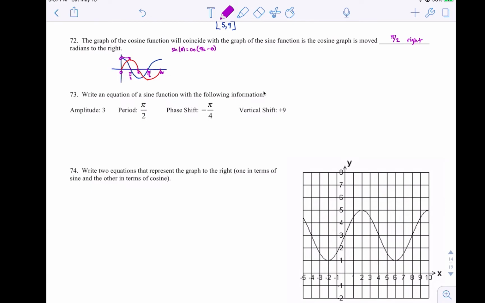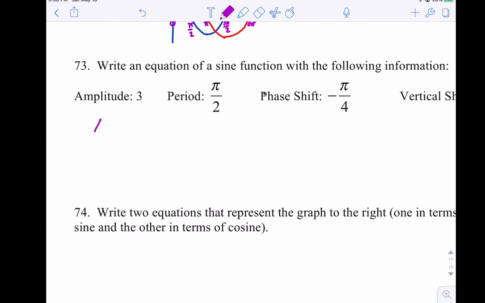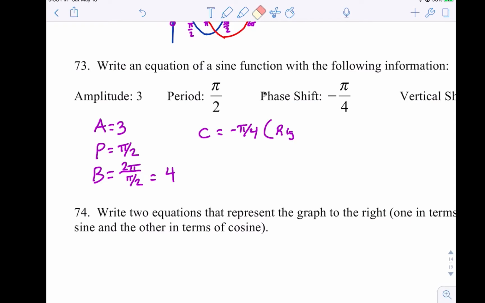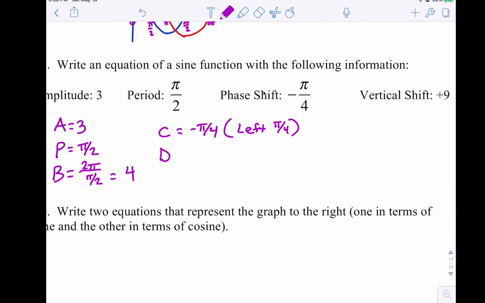All right, write an equation with the following information. The amplitude is 3. The period is pi over 2, which then makes the b value 4. Phase shift is negative, we're going to move left pi over 4. And then the shift up is 9, and we're writing a sine function.